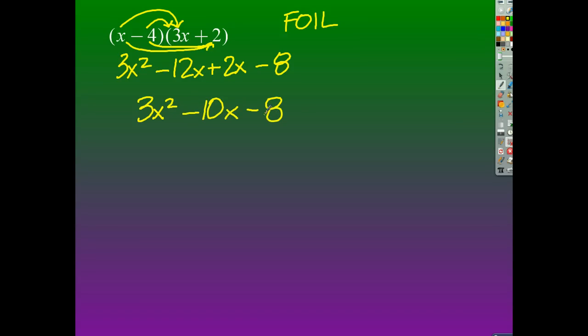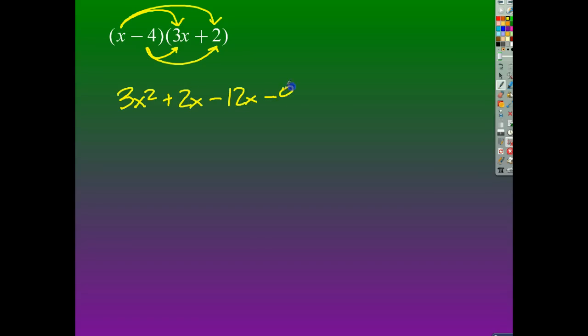And it really doesn't matter in what order you do it. You could do x minus 4. In fact, we'll restart here. You could do it as x times 3x, and then x times 2, and then negative 4 here, and negative 4 times there, and this would give you 3x squared, and then x times 2, so plus 2x, and then negative 4 times 3x is negative 12x, and then you get negative 8. And you add it all up, and you get 3x squared minus 10x minus 8. And you end up with the same result.